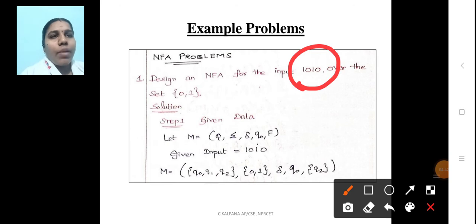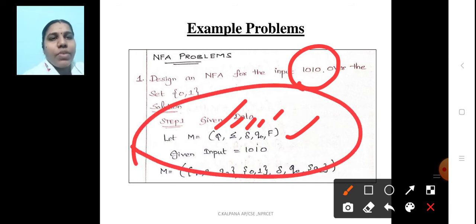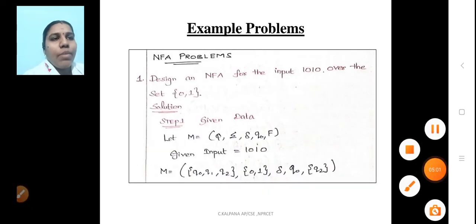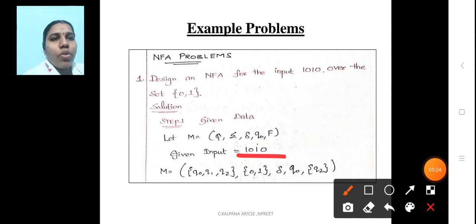Before that I am going to write the given data. First, the definition of NFA is Q, sigma, delta, Q0, F. For every problem you have to write the definition first, and then write the input given in the question. Here the input given in the question is 1010, and we are going to draw the transition diagram and transition table for the input 1010.